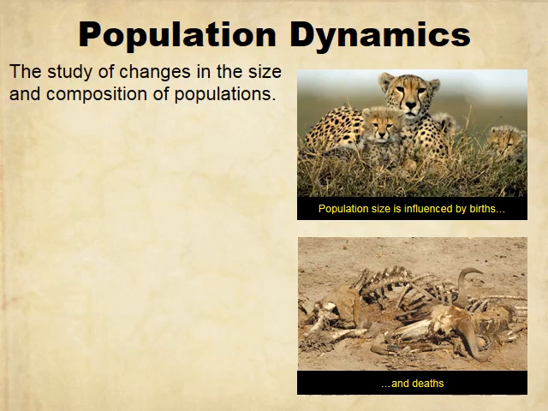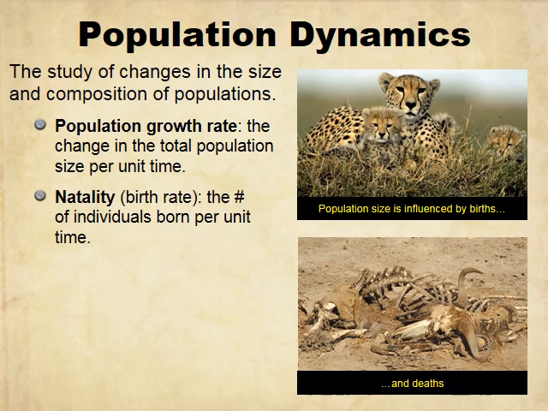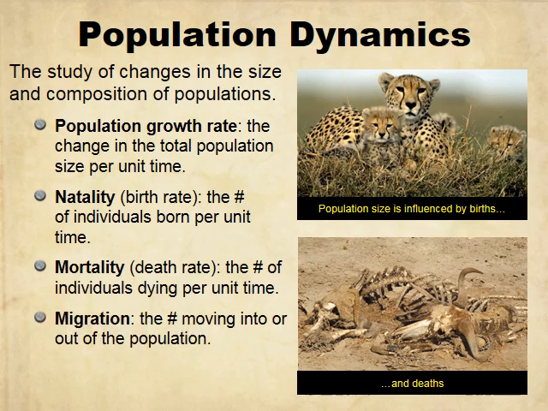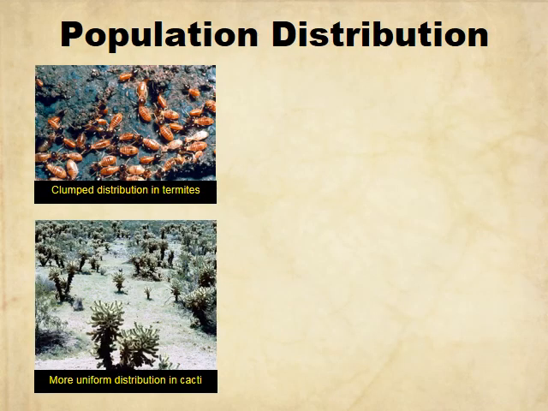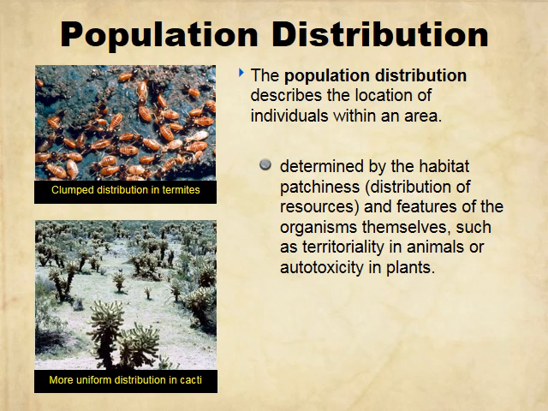So with population dynamics, we study the changes in size and composition of these populations. So the growth rate is how fast it's growing, which is your birth and your death. So your natality is your birth rate, your mortality is your death rate, and migration is moving in or out of the population. So distribution is where in an area it is.